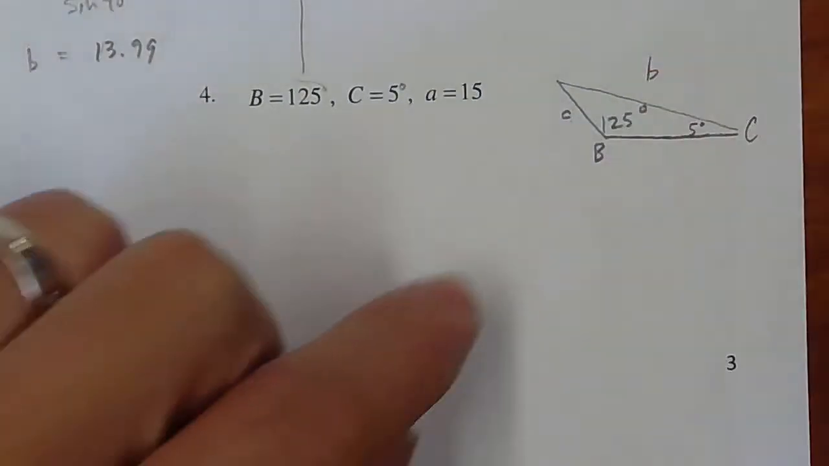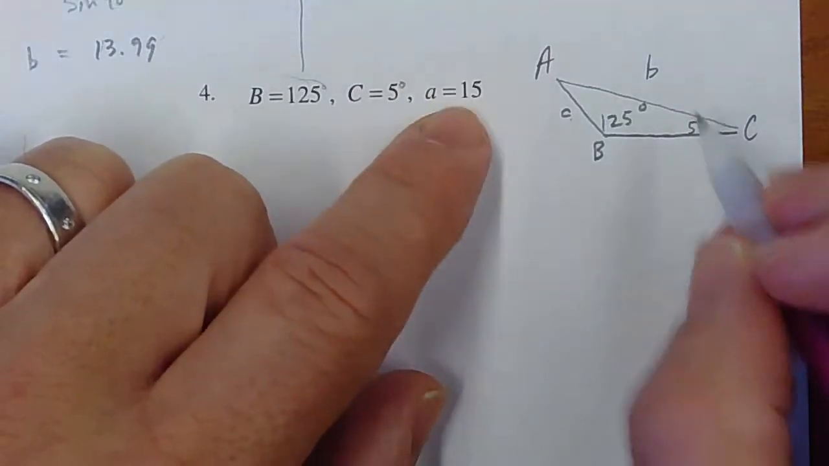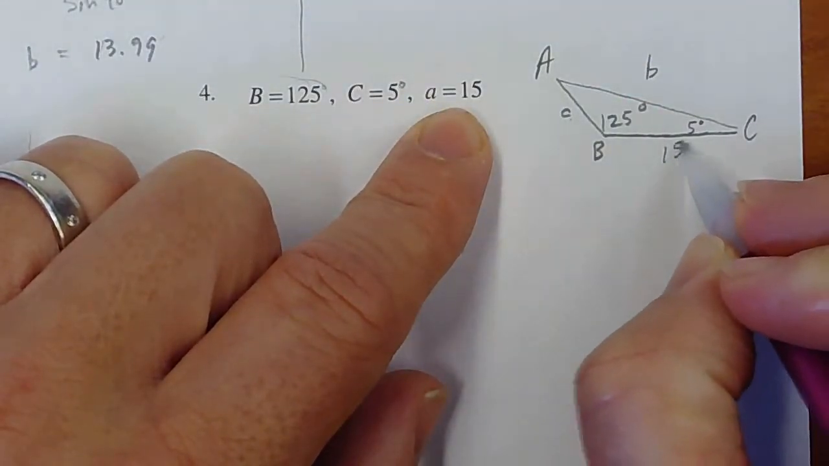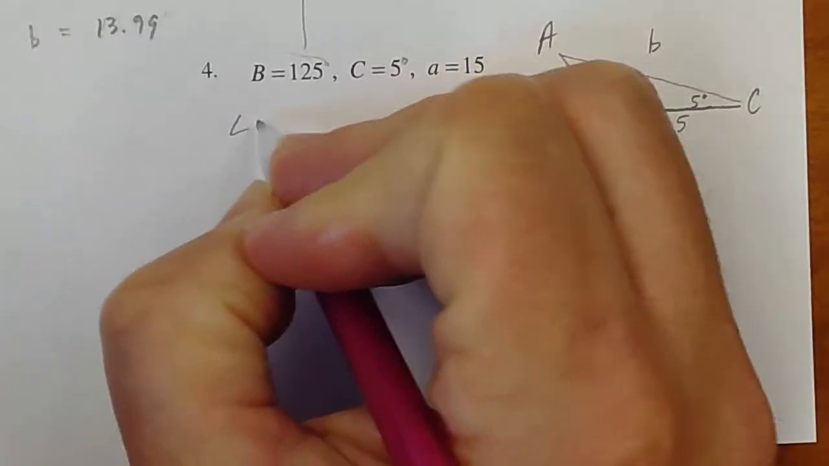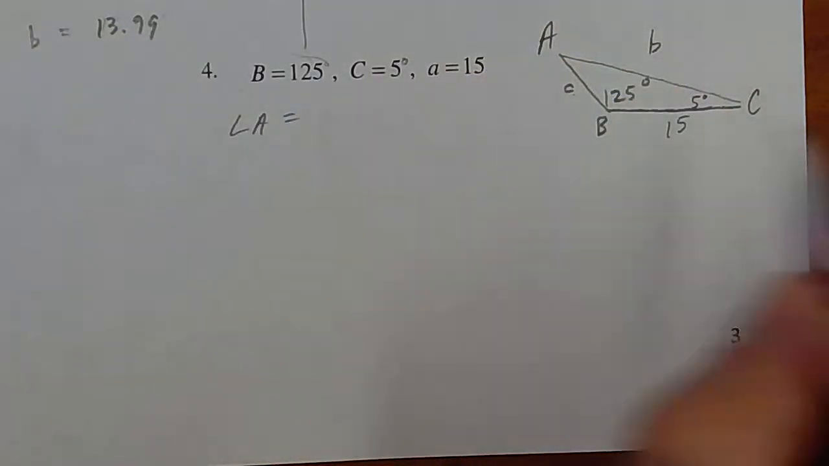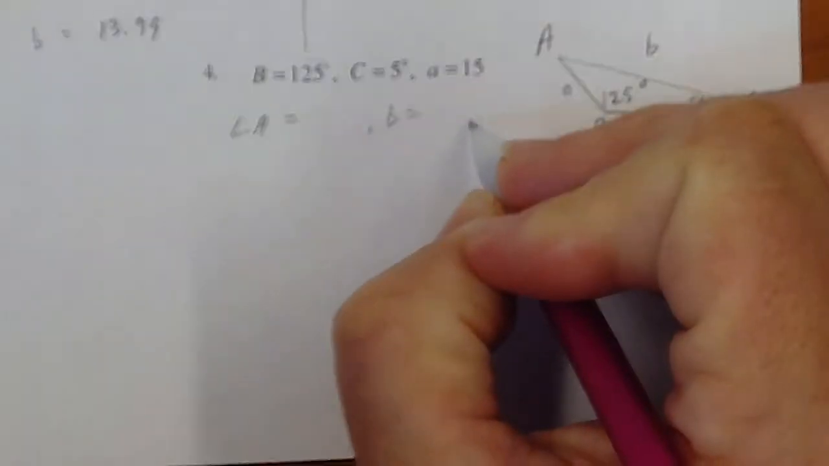Okay, and then angle A is left, so I'm going to have to put that here. Side A is across from it. It must be 15. Okay, so just follow that format. Now I have this, and I can get going by finding angle A right away. So angle A needs to be found, side B needs to be found, and side C needs to be found.